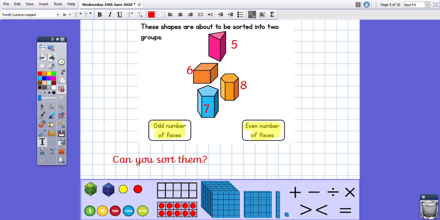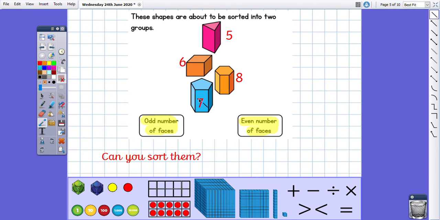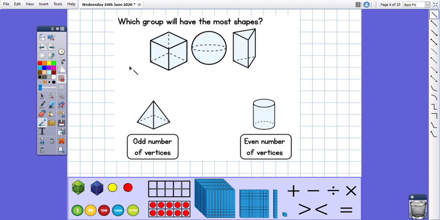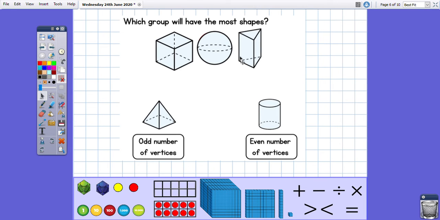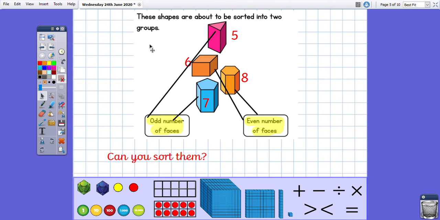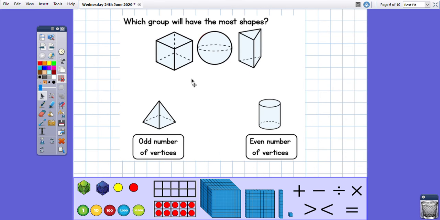Okay, I will draw some lines to show you. So, odd, even, odd, even. That's how you would sort them out, okay? Which group will have the most shapes? Now I'm going to leave this as a challenge for you today. So you need to look at odd number of vertices, even number of vertices. Look how we did this sorting activity together and then try this one yourself, okay?